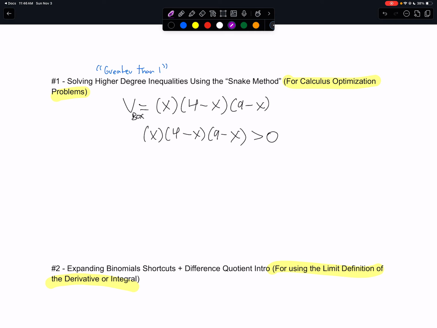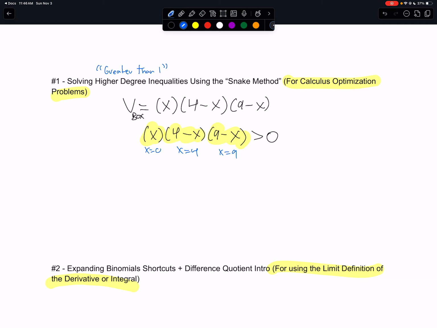So we have this inequality right here. What I want to do first is set each of the factors equal to 0. So I want to let x equal 0, 4 minus x equals 0, and 9 minus x equals 0. Once we do that, we should get x equals 0, x equals 4, and x equals 9.